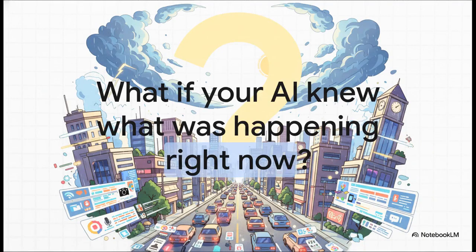So let's just start with a really big question. Most of the AI tools that we use every day, they're amazing, right? But they have this huge blind spot. They're totally disconnected from the real world, from what's happening right now. They're trained on data from the past, which means they can't tell you a story about the traffic jam that's snarling up downtown at this very moment, or turn a sudden thunderstorm into a visual narrative as it's happening.